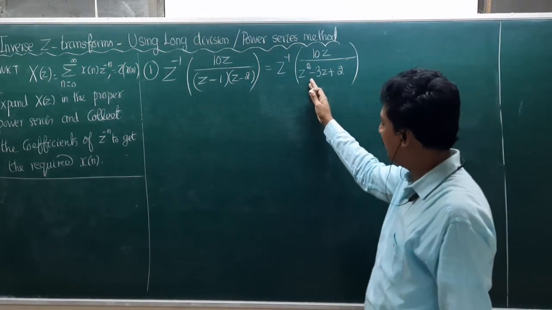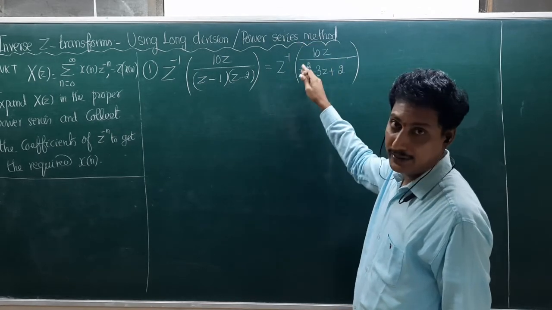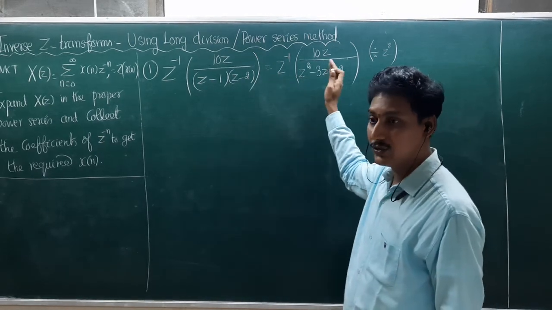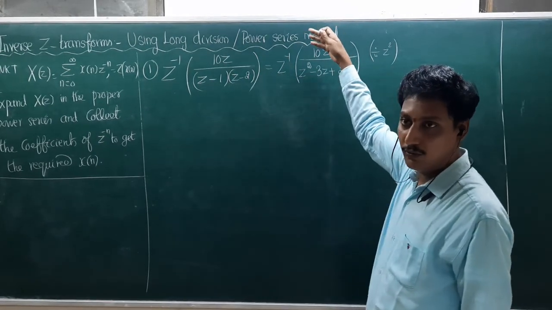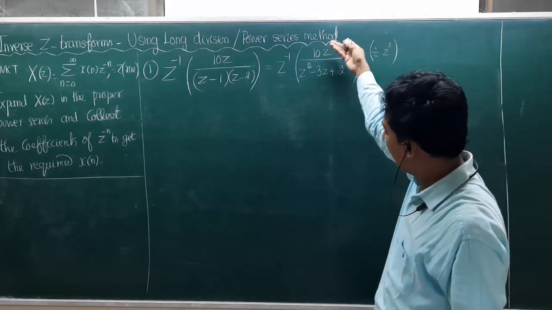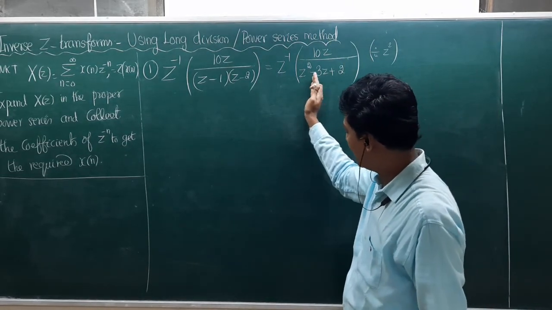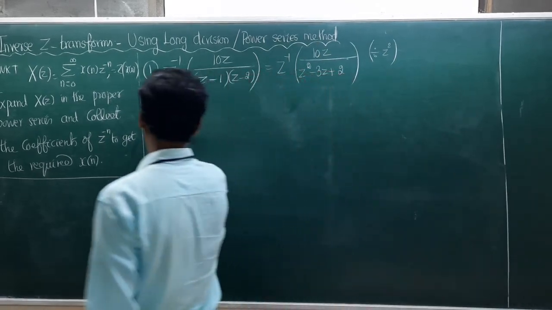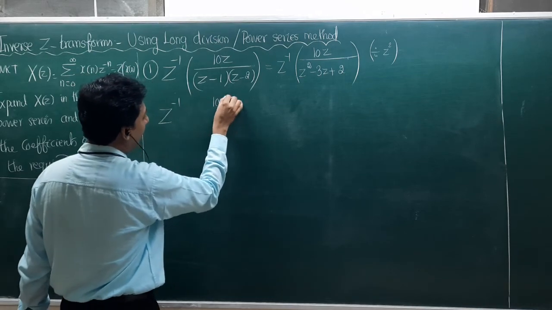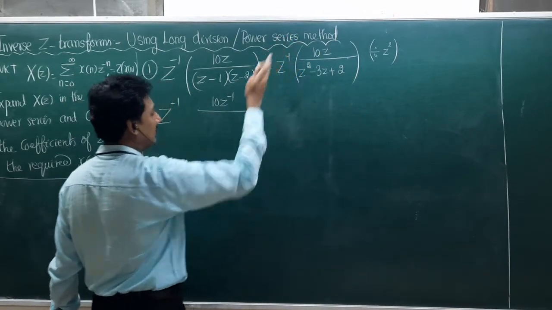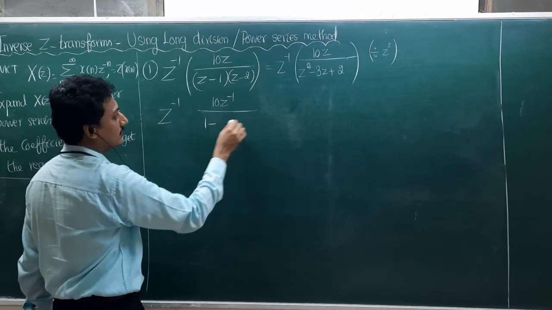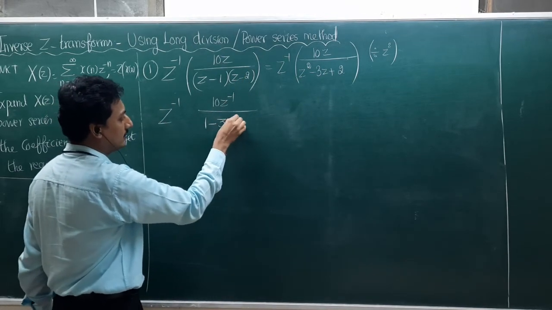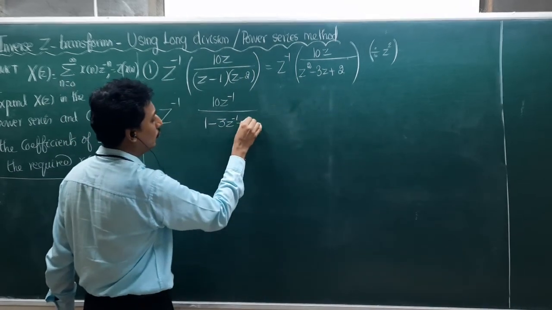So can we divide the numerator and denominator by z squared? Otherwise we can take z squared from the denominator outside and bring it to the numerator. So when you divide the numerator as well as the denominator by z squared, this becomes z inverse of 10 z power minus 1, because z by z squared is z power minus 1. Now the denominator becomes 1 minus 3z by z squared, which is 3 z power minus 1, plus 2 by z squared, which is 2 z power minus 2.